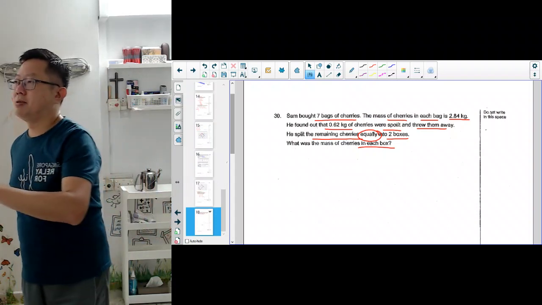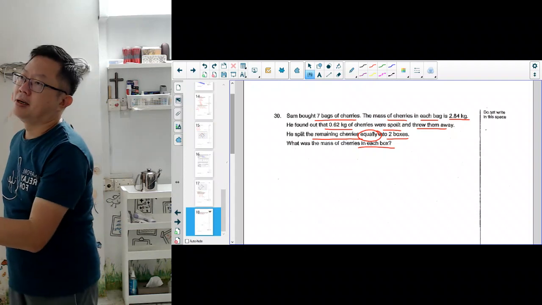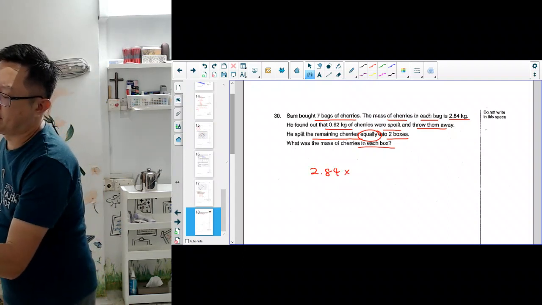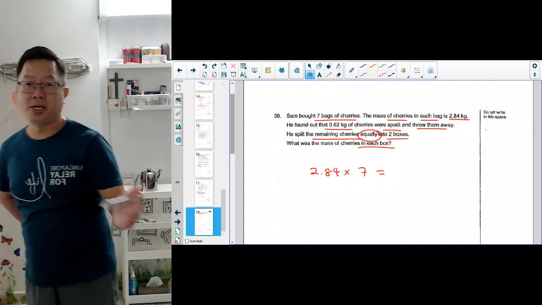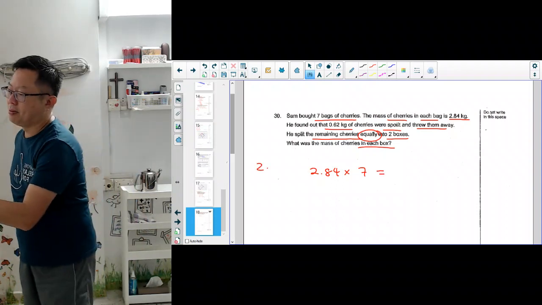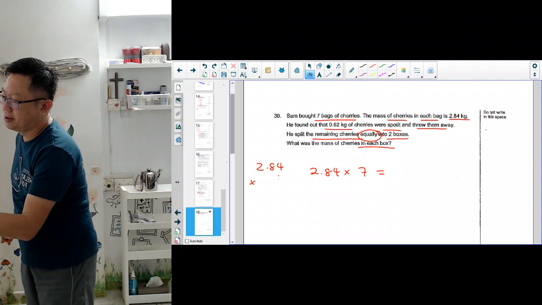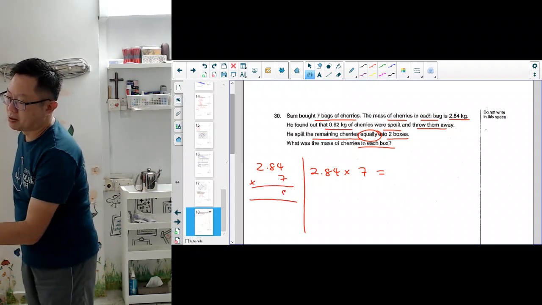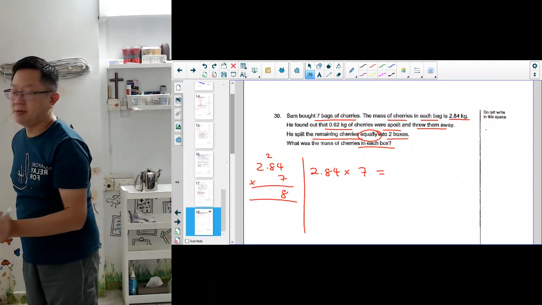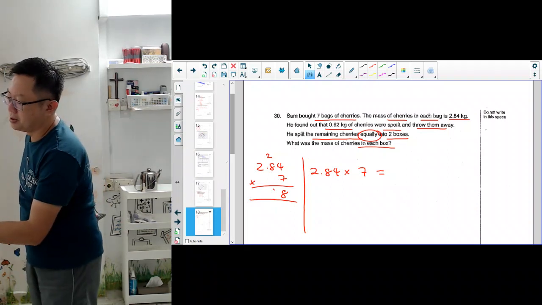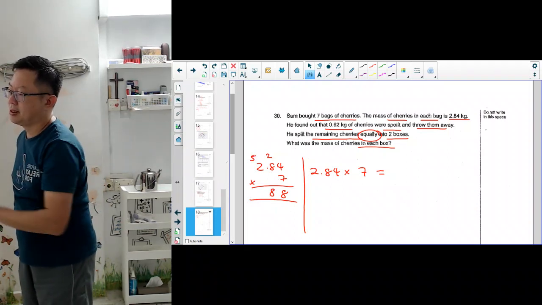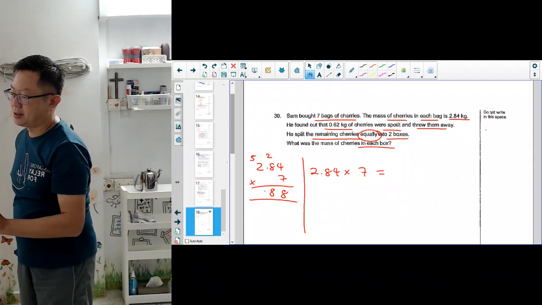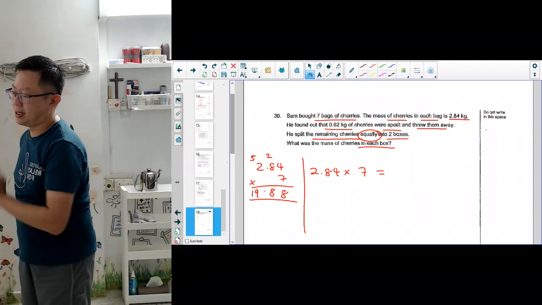So look at the first one. Sam bought 7 bags, and one bag is 2.84 kilograms. So you will have to times 7 to get the total mass of the cherries. So you take 2.84 and you times 7, and you will get 4 times 7 is 28, and then 8 times 7, 56. Then plus 2, you get 58. And don't forget to put down the decimal point. And 2 times 7 is 14, then you plus 5 is 19.